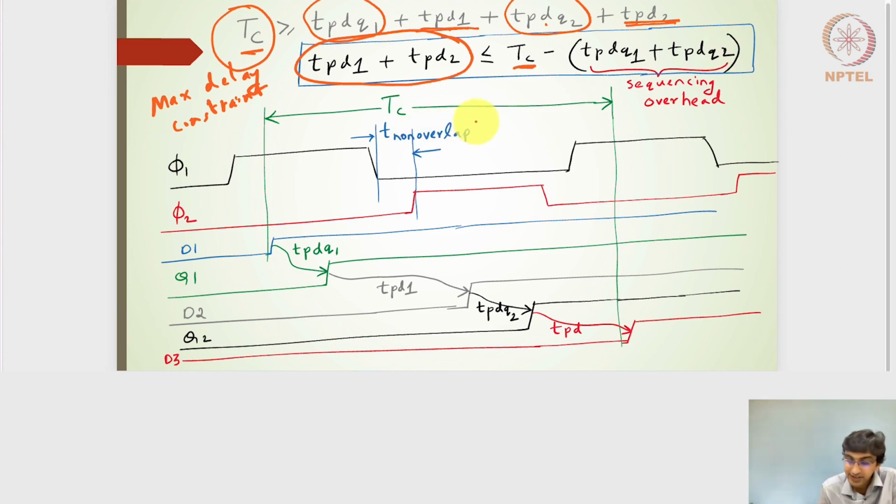And the T non-overlap time doesn't come into the picture of this particular expression at all, right? Although it is there, it doesn't come in because the TPD1 is designed in such a way that it comes during the clock level being high. So the TPDs are designed in a way that the outputs of the combinatorial circuits arrive during the clock levels being high. In this case, the clock level is high, and in this case, the clock level is high, right?